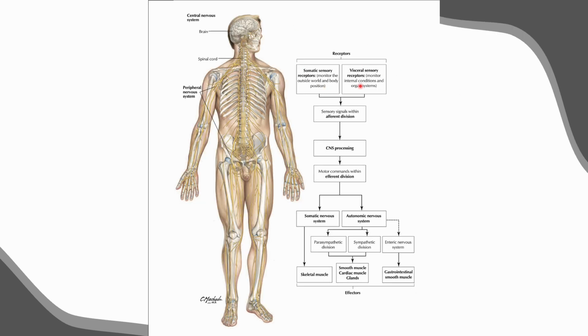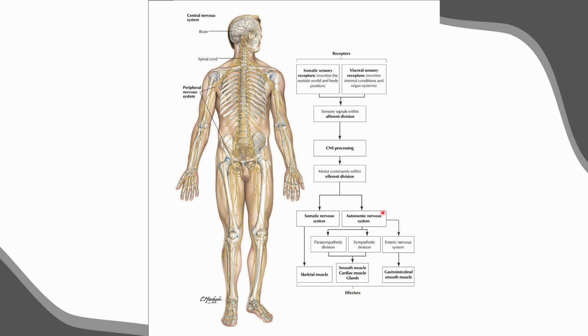This right here is a schematic diagram of the central nervous system and the peripheral nervous system. So first of all, we have the receptors. We have the somatic and we have the visceral sensory receptors. These send signals to the spinal cord, which are then processed in the brain, and then motor signals are sent to either the somatic nervous system or the autonomic nervous system. If they are sent to the somatic nervous system, they are sent to effectors like skeletal muscles.